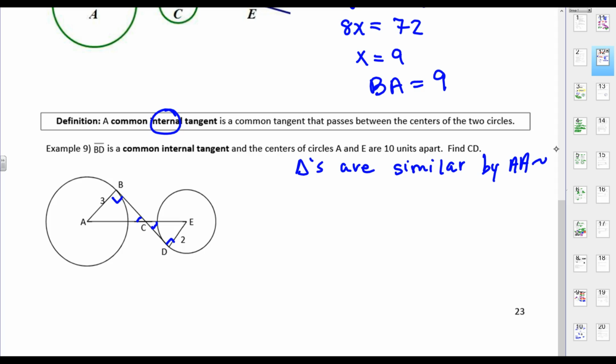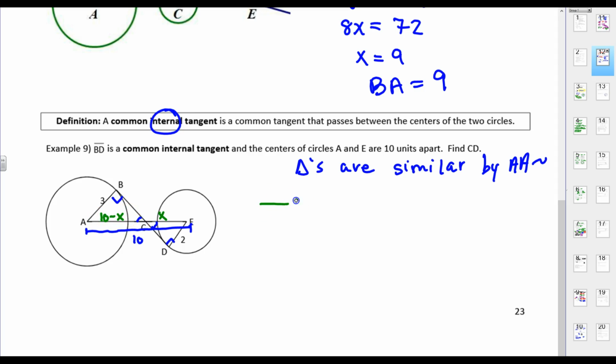So they tell me that the centers, A and E, are 10 units apart. So from here all the way over to here is 10 units. And we have on the diagram that the radii are 3 and 2 respectively. Now, knowing that the centers are 10 units apart isn't as useful because we don't know how that's distributed. So what I'm going to do is call CE X and call A to C 10 minus X, because if they're 10 units apart and I let CE be X, then this one has to be 10 minus X, so they still add to 10.